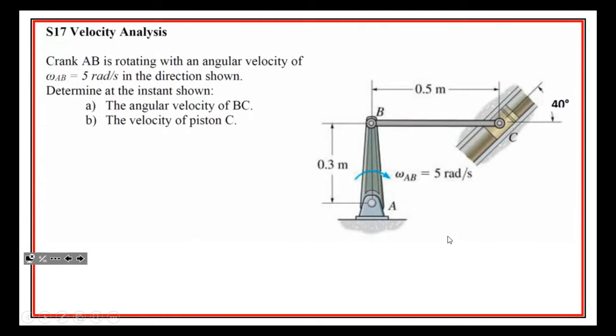All right, so this crank AB is rotating with a constant angular velocity of 5 radians per second, and the direction shown to be clockwise. Determine at this instant the angular velocity of BC and velocity of piston C.